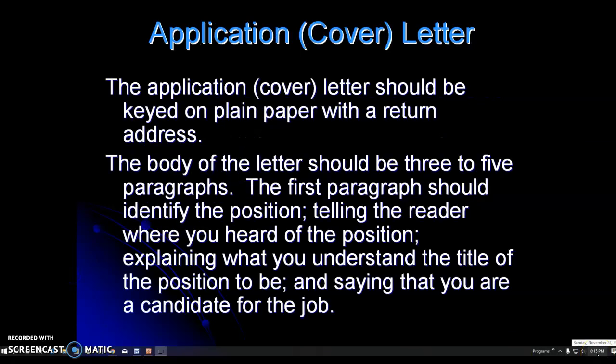Application letter, or cover letter. The application letter should be keyed on plain paper with a return address. The body of the letter should be 3 to 5 paragraphs. The first paragraph should identify the position, telling the reader where you heard of the position, explain what you understand the title of the position to be, and say that you are a candidate for the job.